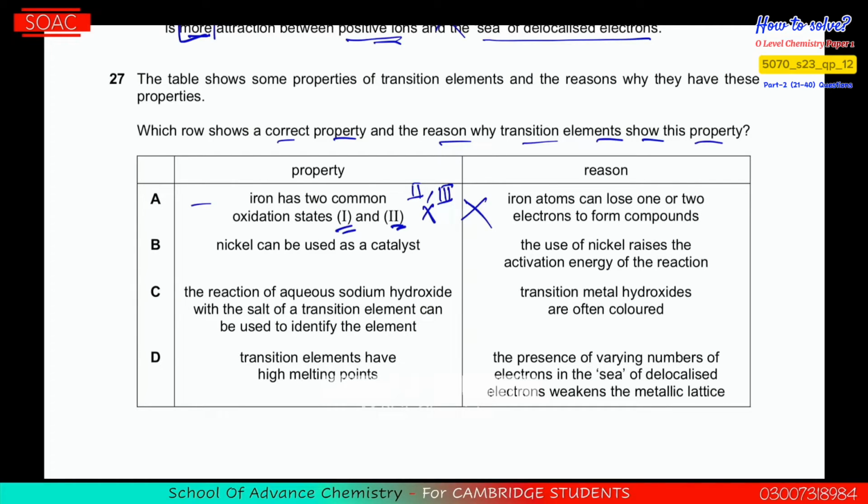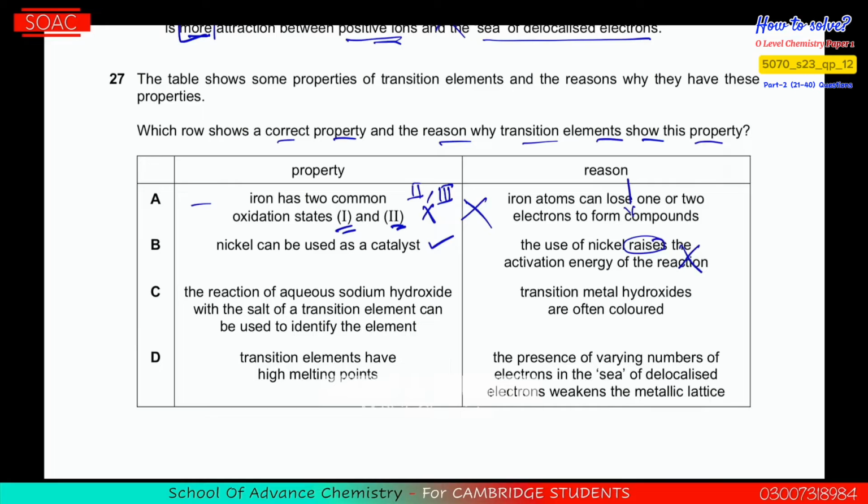Property 2, nickel can be used as a catalyst. Yes, it is true. Coming to the second column, the column of reasons: the use of nickel raises the activation energy of the reaction. No, it decreases the activation energy. So again, option B is the wrong option.